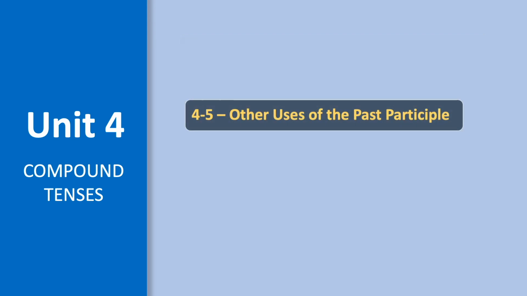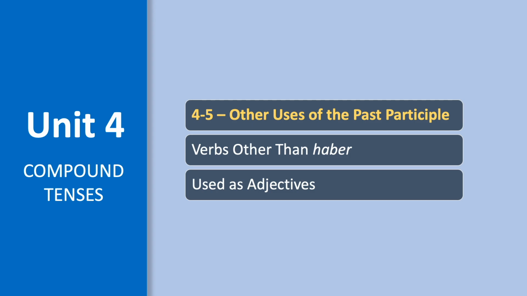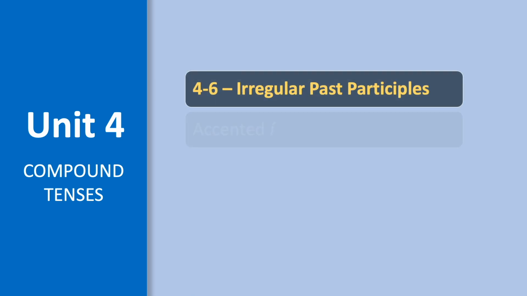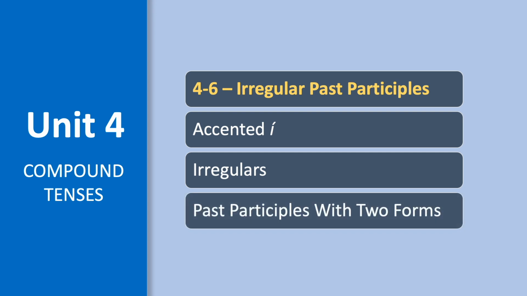Past participles can be used with verbs besides haber and outside of the perfect tenses. Past participles can also be used as adjectives. Irregular past participles include those with an accented I, and others which have their own types of irregular formations. Some past participles also have two acceptable forms.